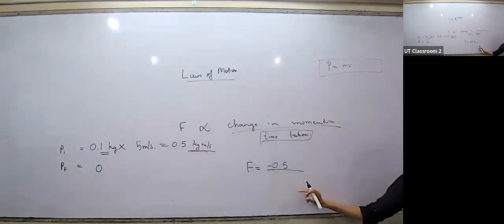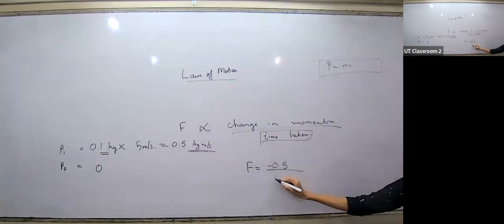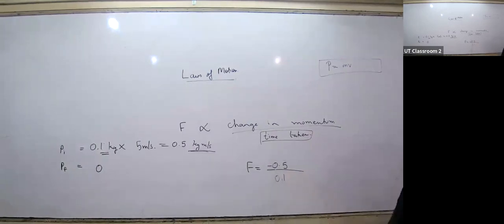So very small. ज़्यादा से ज़्यादा कम आप क्या लोगे? मानिए जब 0.1 seconds में आपको stop कर देना. 0.1 के लिए ना आपको easy करना है तो 1 second में आपको stop करना है. तो basically minus 0.5 newton apply करना. ठीक है?